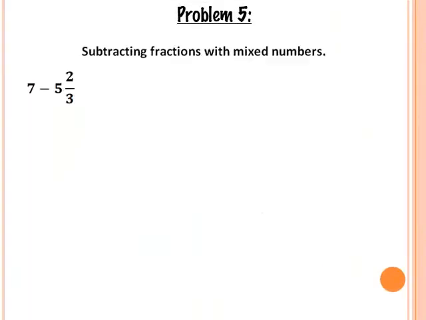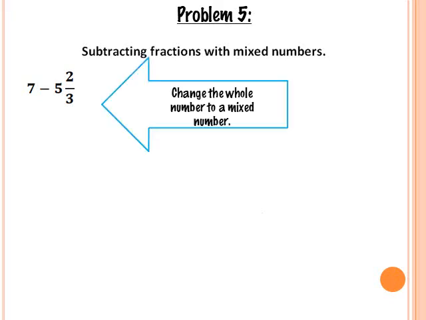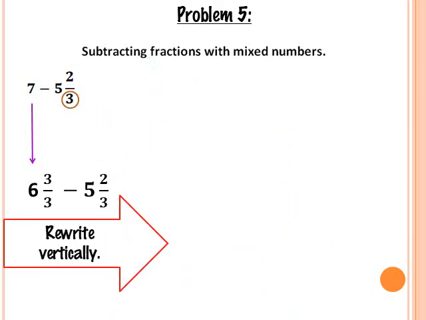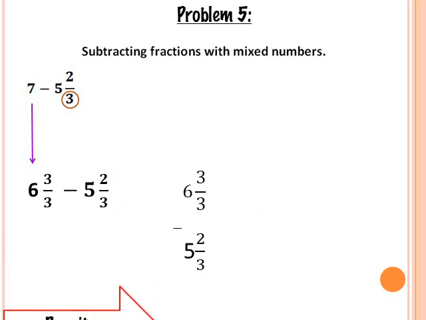For problem number 5, I'm going to be subtracting 7 minus 5 and 2/3. First thing we're going to do is change that 7 to a mixed number. So it's going to be 6 and 3/3. Now that I have 6 and 3/3, which actually just represents 7, I'm going to bring down that 5 and 2/3. I'm going to write them vertically, 6 and 3/3 minus 5 and 2/3.